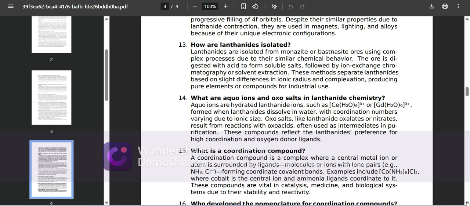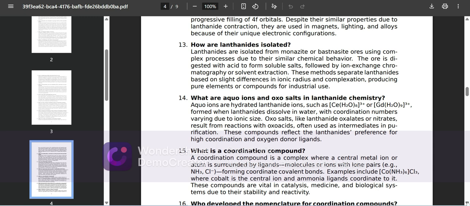What are aquo ions and oxo salts in lanthanide chemistry? Aquo ions are hydrated lanthanide ions such as Ce(H2O)9 3+ or Gd(H2O)9 3+, formed when lanthanides dissolve in water, with the coordination numbers varying with the ionic size.